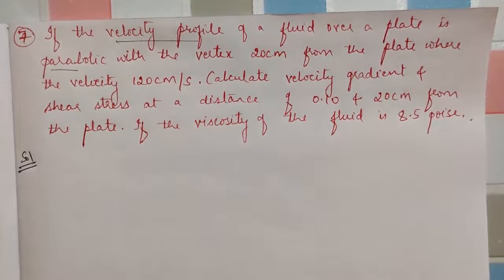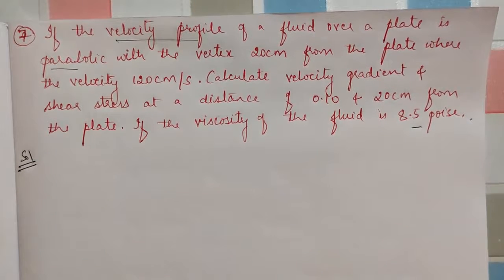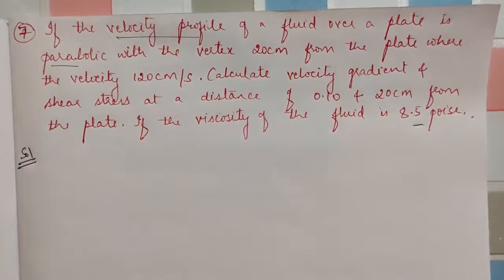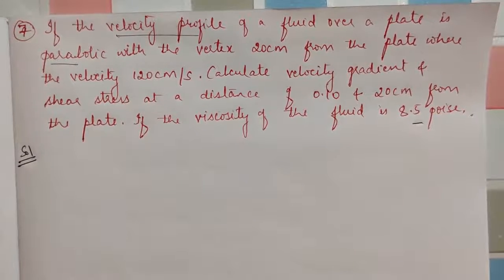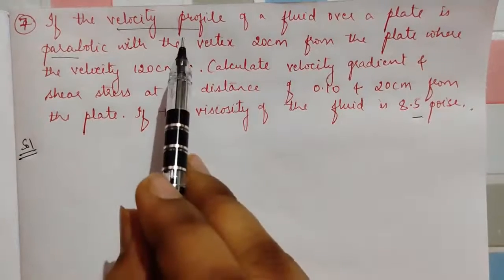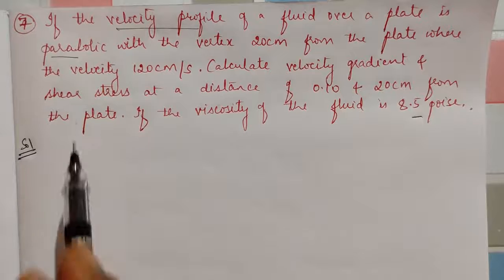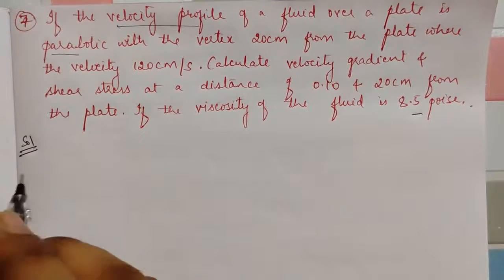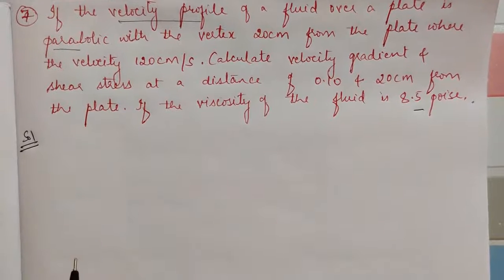So here one value is 8.5 poise, they have given. And in this problem they have not given us anything directly. They have just informed us that there is a velocity profile and that it is parabolic. So now it is our duty to interpret correctly.